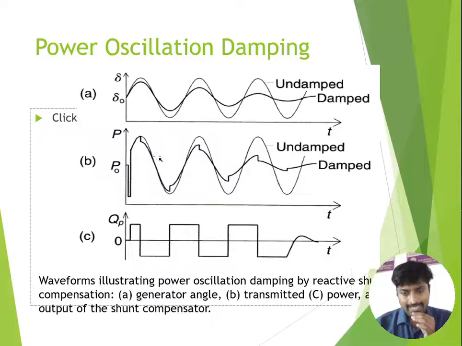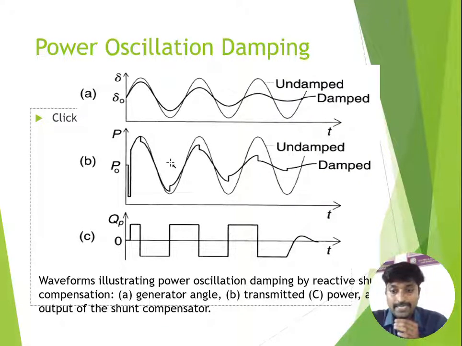Once the load angle changes, the power always depends upon the load angle. We can say that P is equal to V square by X sine delta. Once delta oscillates, automatically the power oscillates. That can be reflected here. So our aim is to compensate. Our aim is to damp the power oscillations.